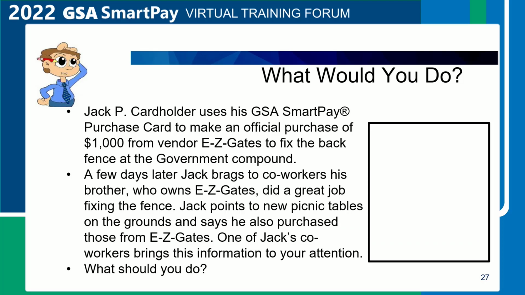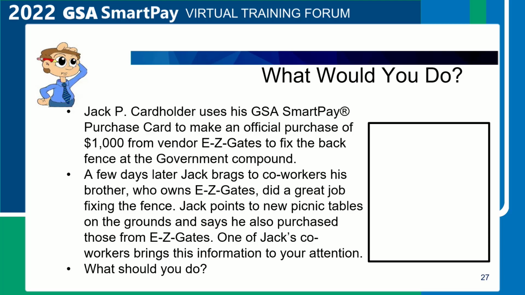What would you do? Jack P. Cardholder uses his GSA SmartPay purchase card to make an official purchase of $1,000 from Easy Gates to fix the back fence at the government compound. A few days later, Jack brags to coworkers that his brother, who owns Easy Gates, did a great job fixing the fence. Jack points to a new picnic table on the ground and says he also purchased these from Easy Gates. One of Jack's coworkers brings this information to your attention.